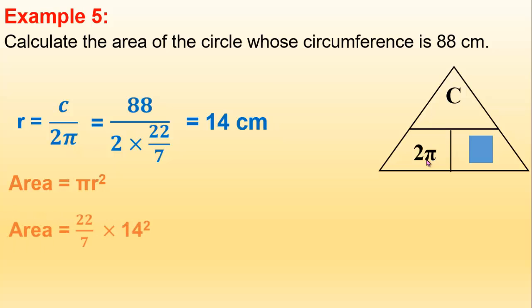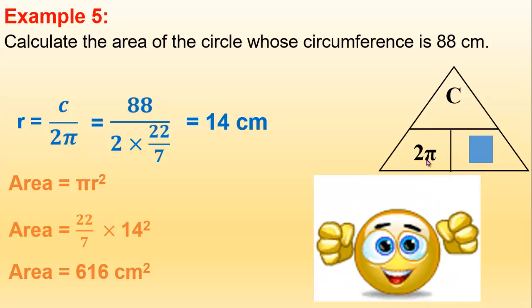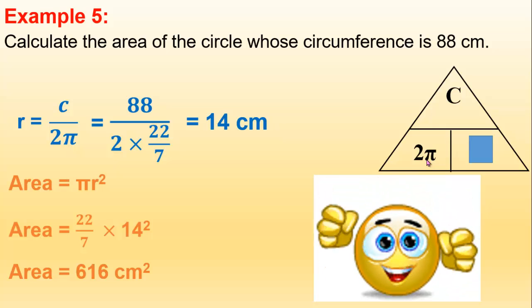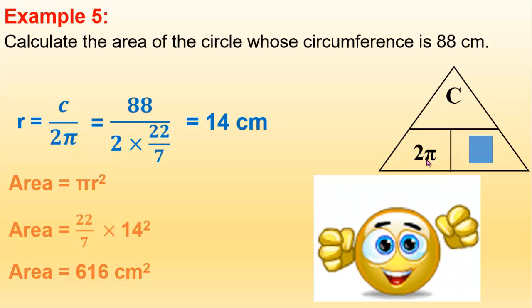Area is equal to 22 over 7 times 14 squared, and I will have an answer of 616 centimeters squared. Did you see how easy it is? We just need to memorize the rules by heart. Let's go now to example number 6.